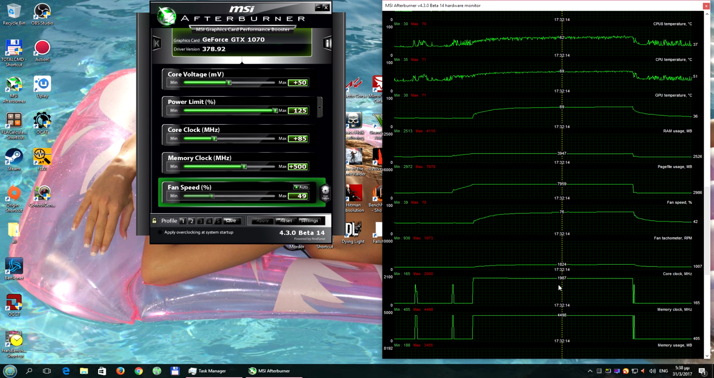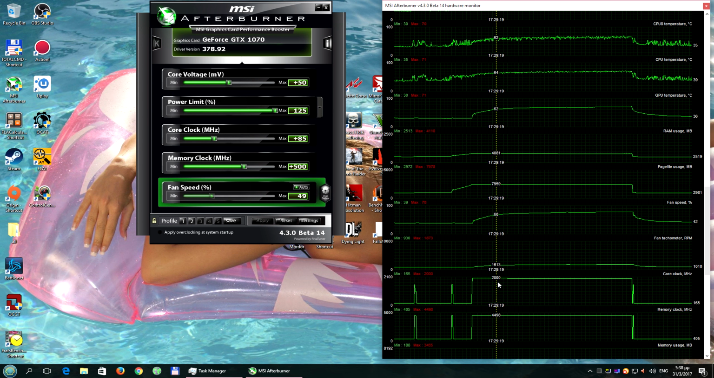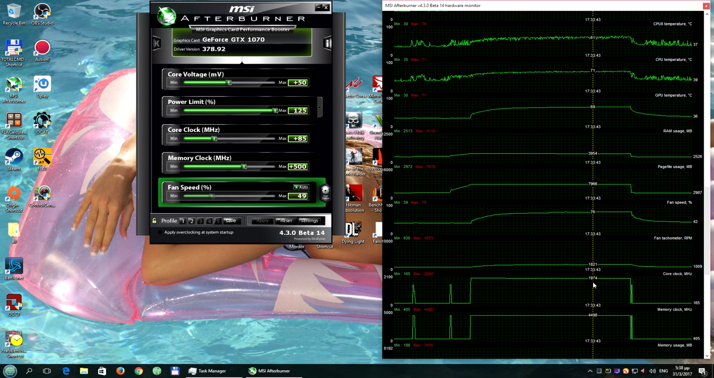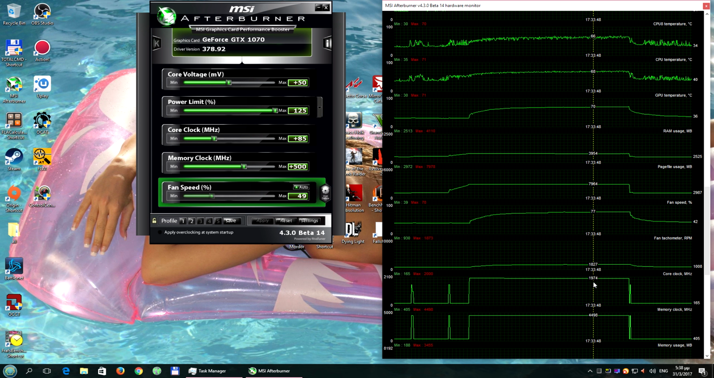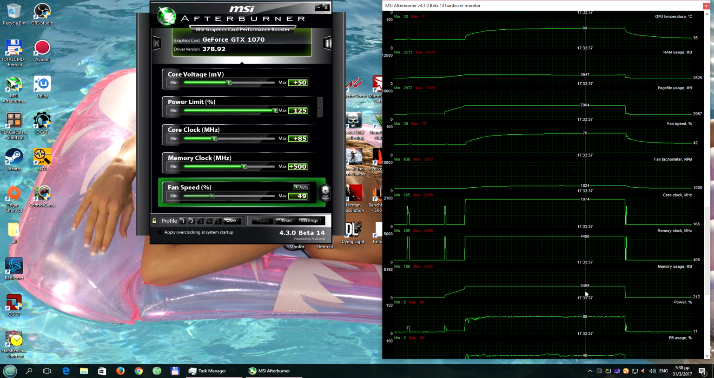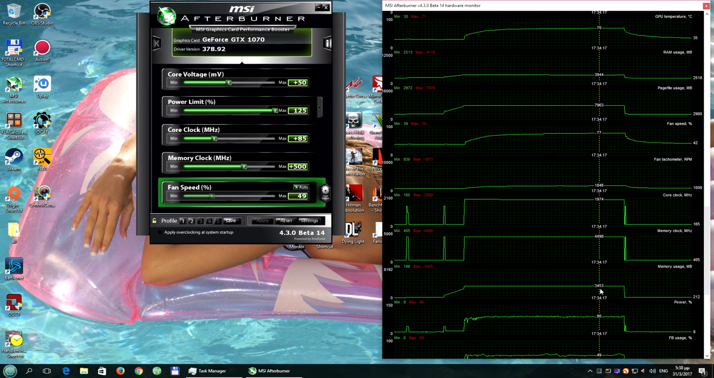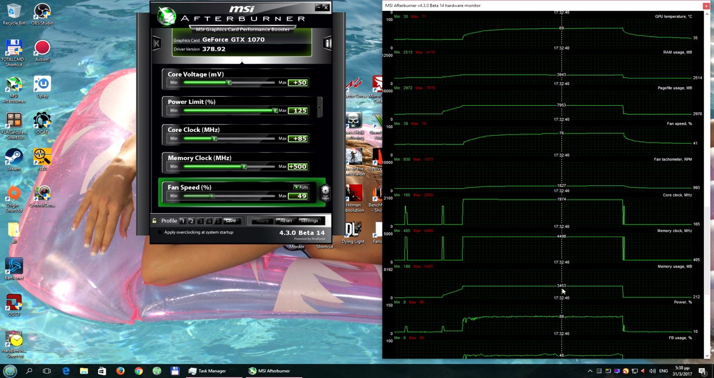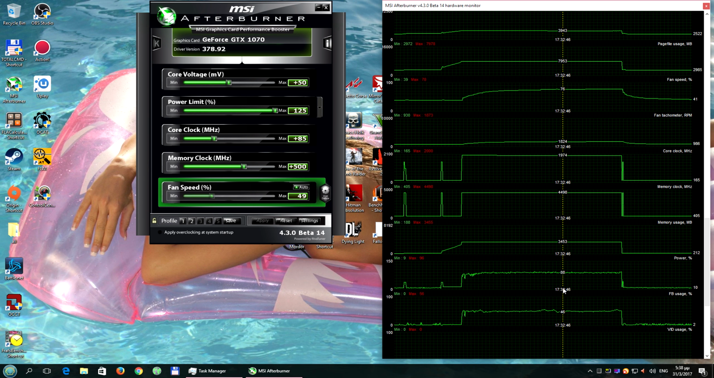Surprisingly, the core clock of the video card dropped from 2 GHz to 1987 and then to 1974. I did not expect that, to tell you the truth. The game is not that heavy, but okay, it is only a few megahertz lower than 2 GHz, so it is okay. Memory usage at 3.5 gigabytes, quite demanding for a racing game.